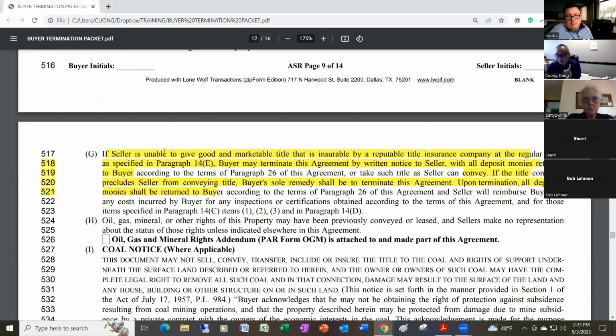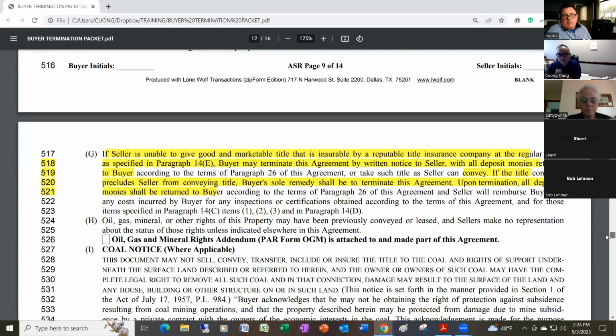And then it even goes on to say, if the title condition precludes seller from conveying title, buyer's sole remedy, so that means the only thing the buyer can do is to terminate this agreement. Upon termination, all deposit monies shall be returned to buyer. Okay. So there's another spot to cite for buyer termination.